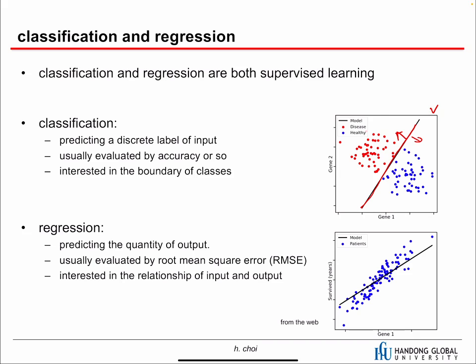The next one is regression. Regression predicts the quantity of output, so it is interested in the relationship between input and output. For example, the input is gene 1 and the output is survival, or the input is height and the output could be weight. Usually this can be evaluated by root mean square error, which is how much the prediction differs from the label. So this represents the relationship between the input and output.